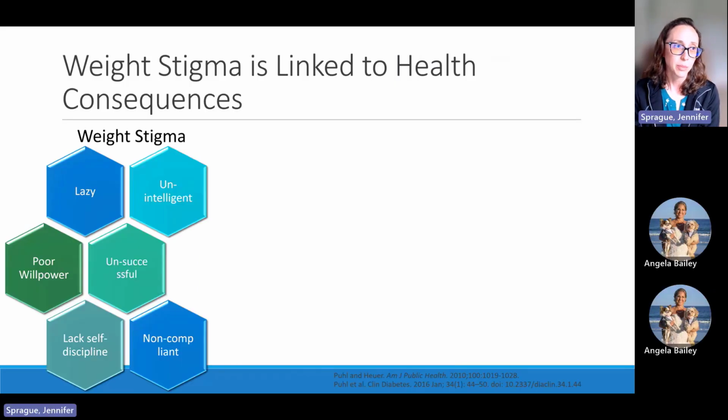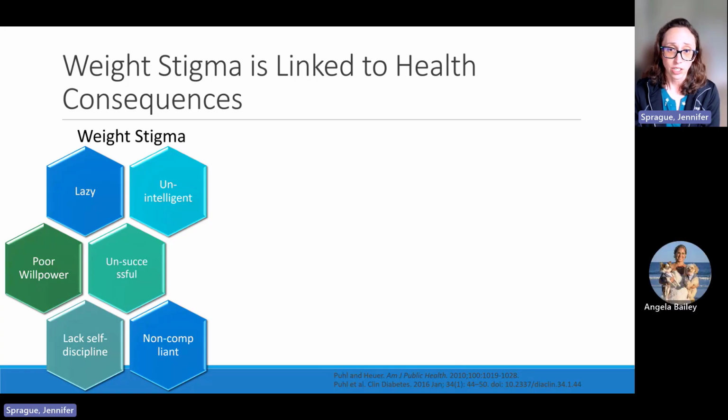Okay, so now let's think about weight stigma and its health consequences. There are many negative stereotypes attributed to individuals with high weight. Even though we've had advocacy and protections against discrimination for other things like race, gender, and conditions like HIV, we have not made that much progress in addressing weight stigma. People with obesity are often characterized as lazy, not intelligent, not successful. The disease of obesity might be attributed to lack of willpower or lack of self-discipline or non-compliance with their treatment.